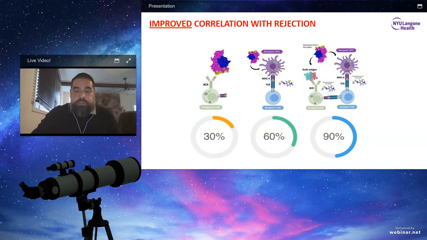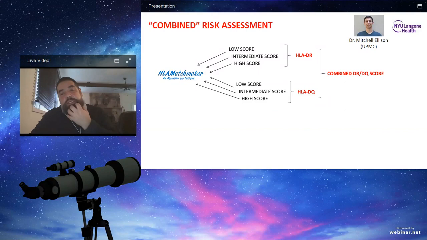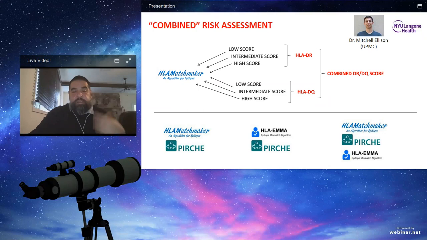So, Dr. Ellison at UPMC has been working on this, and for DR and DQ, we've been assigning low and intermediate scores, scoring the DR, scoring the DQ, scoring the combined, and he's been working on, of course, doing the same thinking with all the molecular mismatch and then combining them with either matchmaker PIRCHE, EMMA PIRCHE, or actually all of them together. And he's going to talk about this, so I'm going to be very brief.